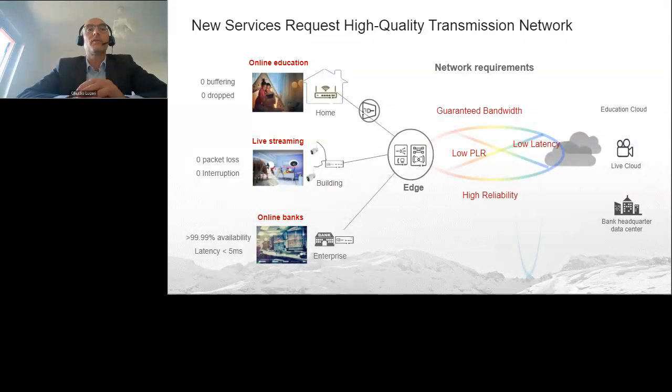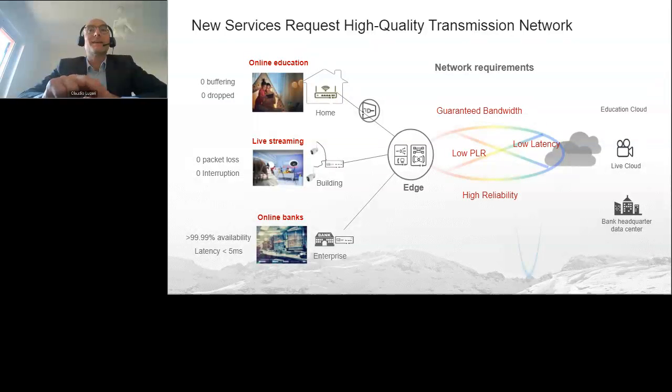Enterprises are moving into the cloud, and if we think about financial or governmental institutions, this leads to requirements, from the point of view of services, of zero buffering, zero drop services, no packet loss, no interruptions, very high reliability. Droy was mentioning at least 4 nines, going toward 5 nines, and very low latency from the edge to the core. This poses very stringent requirements on the network. So it's very important to have guaranteed bandwidth on the transport network, low packet loss ratio, very low latency, and high reliability, ideally in order to connect the edge to the core and keep these key performance parameters under control.